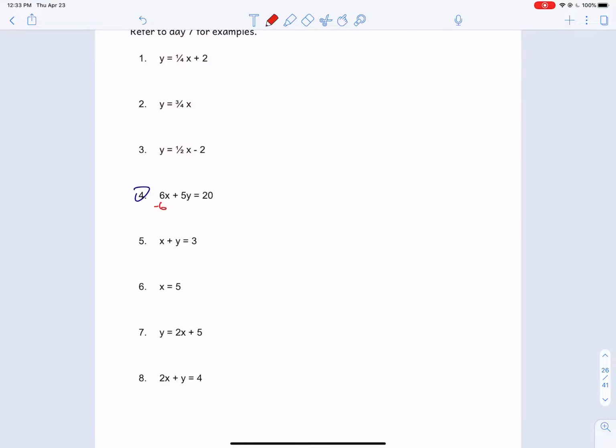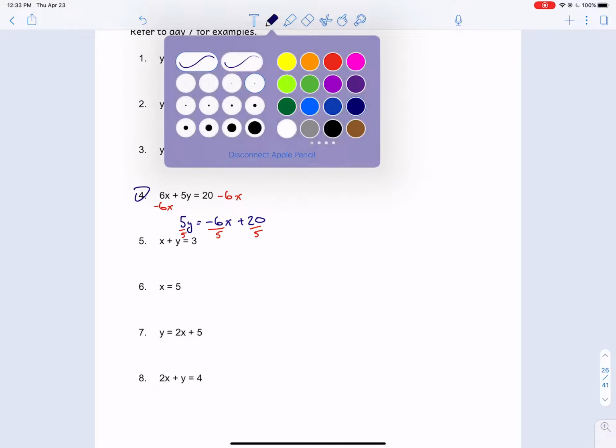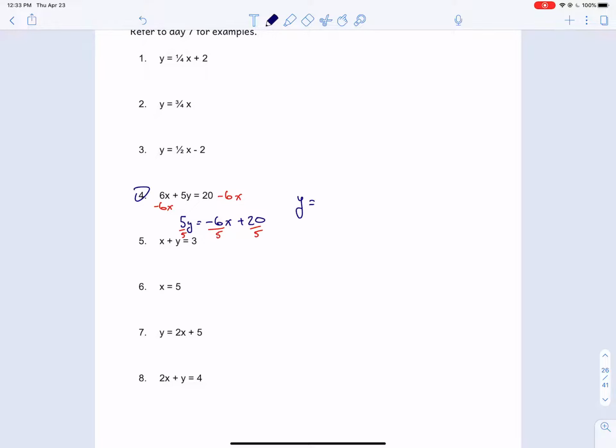Rearrange this, so I'm gonna subtract 6x on both sides. Okay, and then that would give me 5y equals negative 6x plus 20. Okay, and we want just y by itself, so divide every term by 5 and then simplify if we can. So we get y equals negative 6/5 x plus 4. So as I'm writing my answer, slope is negative 6/5, and y-intercept is positive 4.